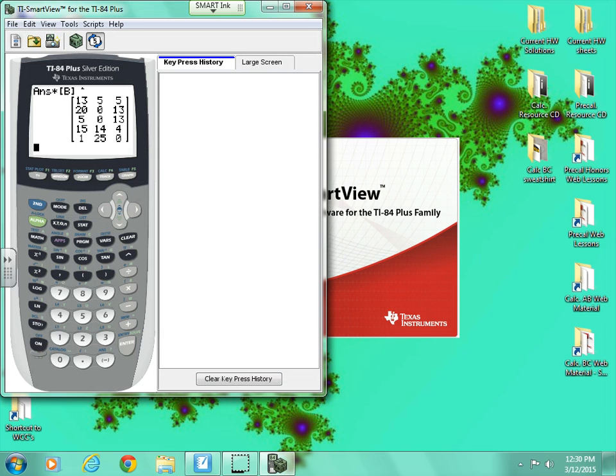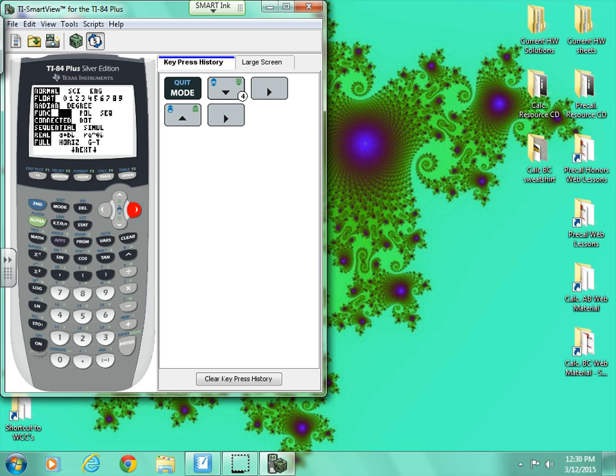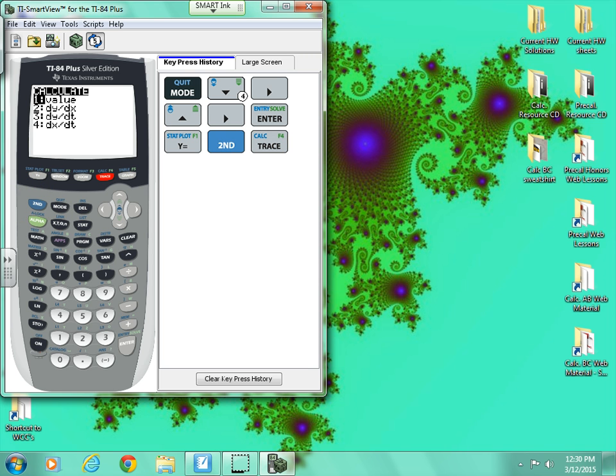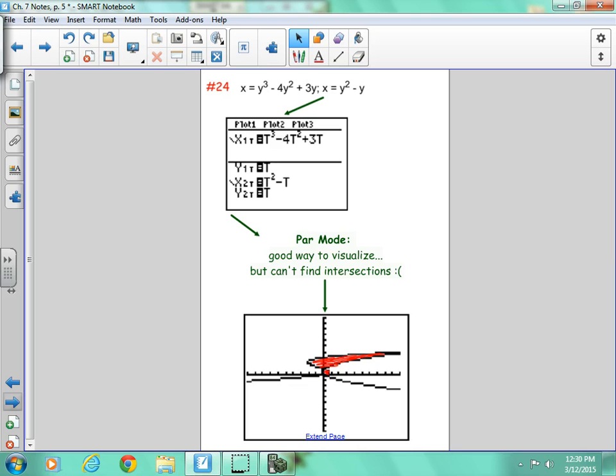But if I was to go to mode, par mode, and then I was to graph, we have all the x1s, y1s, et cetera, with t's. Do I have all the cool intersect and max and min? I have dy/dx, I have derivatives, but I sure don't have intersections. So question, could parametric mode get you a good, accurate picture of what it looks like? Yes, with some work, and the window might be a little funky.